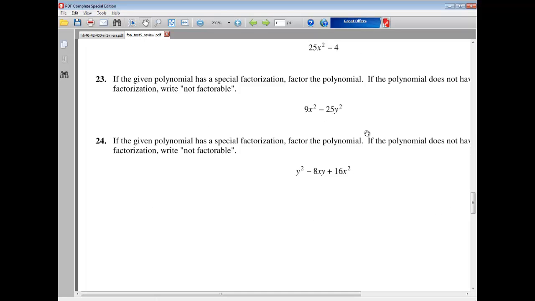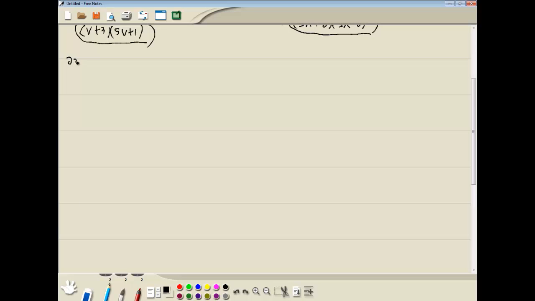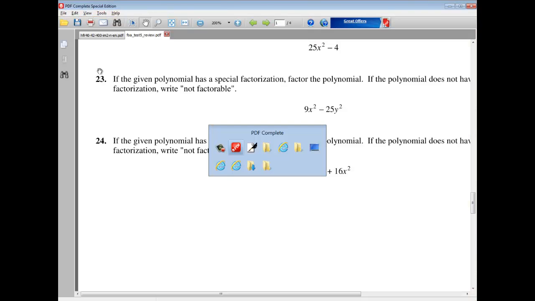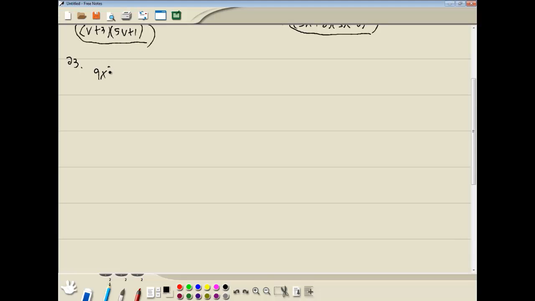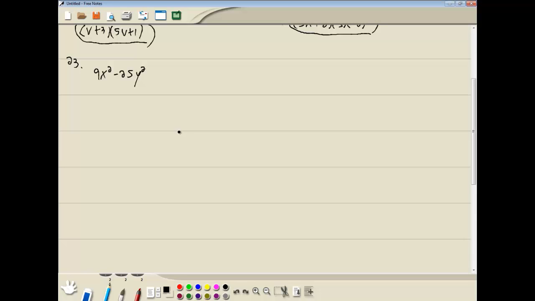Okay, number 23. Got 9x squared minus 25y squared. Okay, GCF, there isn't any. Grouping, 4 or more terms, that doesn't fit. PST and key number are both 3 terms, that doesn't fit. DOTS, difference of two squares, 2 terms with a minus between, that fits.